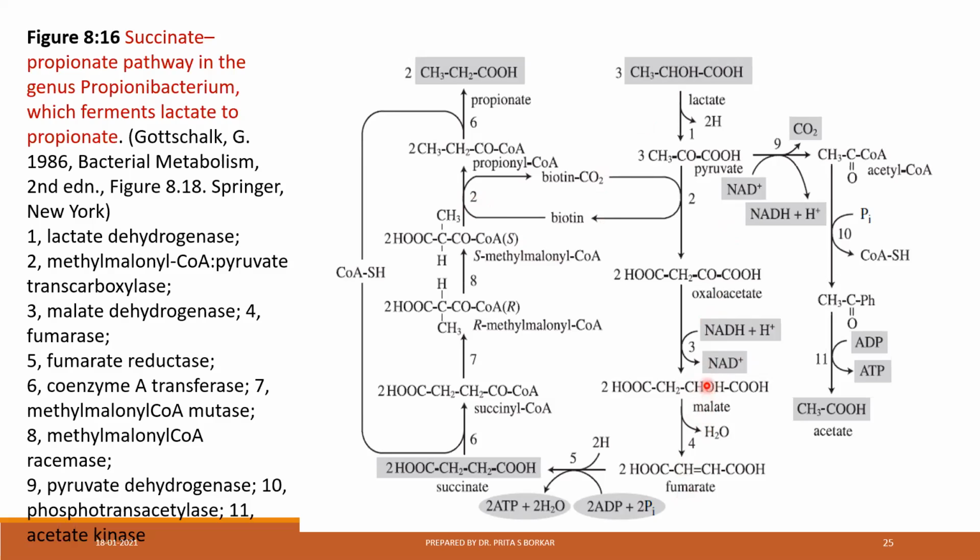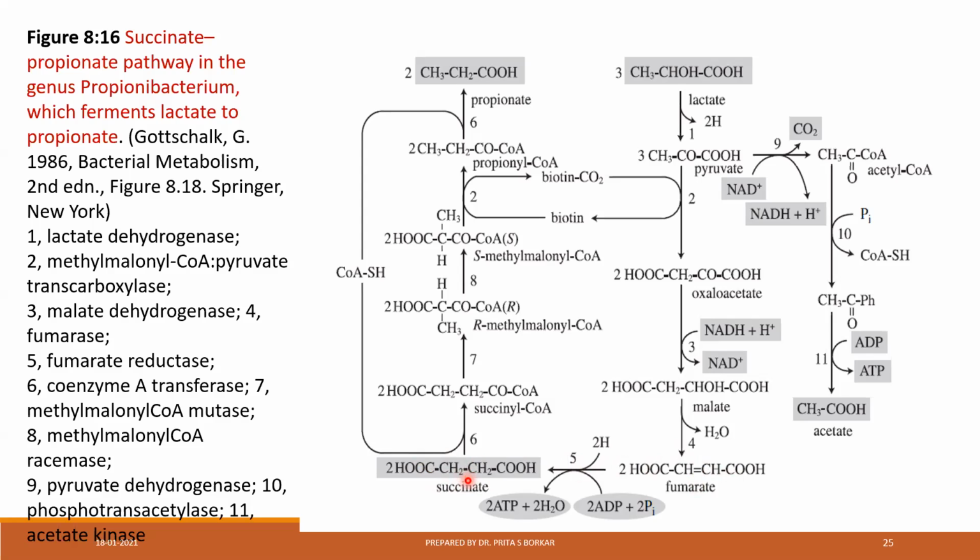Fumarase enzyme. The reaction from malate to fumarate is carried out in the presence of the fumarase enzyme. Then the fifth reaction is fumarate reductase, which means fumarate is reduced to succinate. So here you have the addition. See the carbon-carbon double bond is now removed, and you get CH2 here.